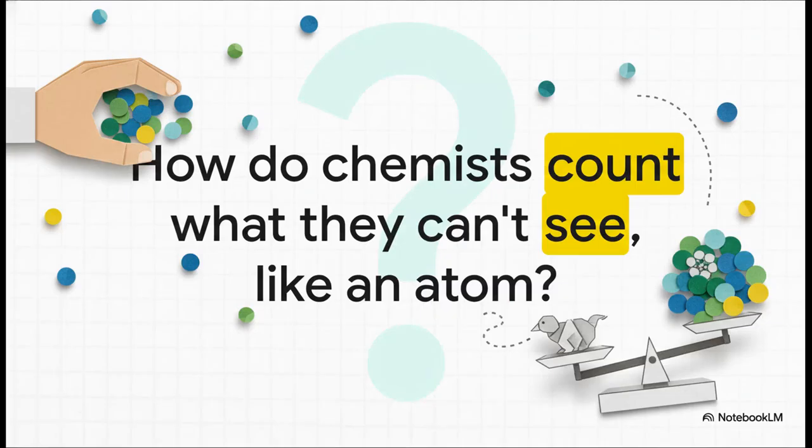So think about it. It all kicks off with this massive problem. You can't see an atom. You definitely can't pick one up and put it on a scale. So how in the world do you count them when you're trying to run a chemical reaction? It's not like you can just grab a dozen atoms. Or maybe you can? This is the exact puzzle that the mole was created to solve.